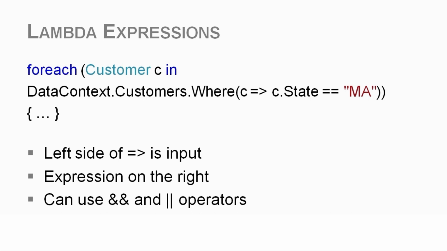So on the left side of the arrow operator, you can see the letter C, which is the variable name that matches our customer C. So that C is a customer object. And that's our input into the Lambda expression. The rest of it on the right-hand side is the actual expression itself. So we're looking for the state property on the customer object C, and we're looking for it to equal MA. And we can use and or operations and all sorts of other operators and parentheses, and make relatively complex statements if we want to. So you'll see these a lot, and you'll see them often in conjunction with LINQ.